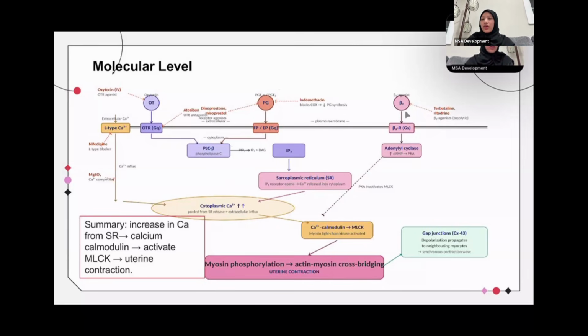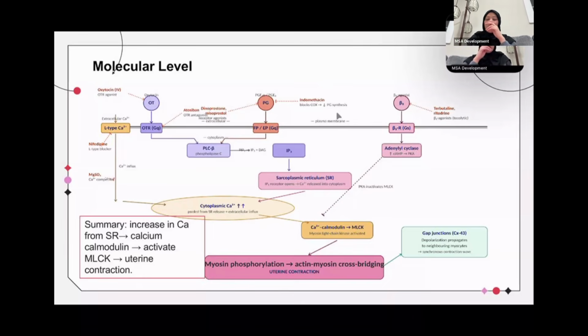Now, there's another thing called beta 2 agonist. Beta 2 is another receptor on the same cell on the uterus, which will have another pathway of adenylyl cyclase, which is cyclic AMP, protein kinase A, which will cause actually the opposite thing. So it inactivates the MLCK pathway, which we talked about. So MLCK is the most important thing. If it is blocked by cyclic AMP from the beta 2 agonist, then it will stop the labor. So that is how these drugs work.